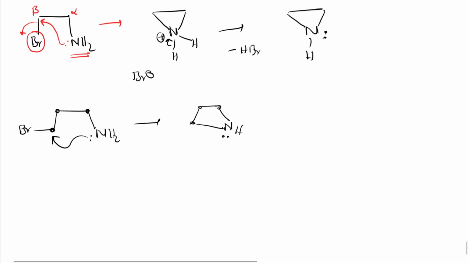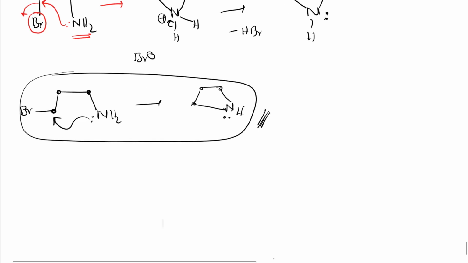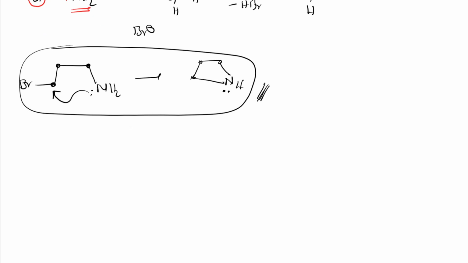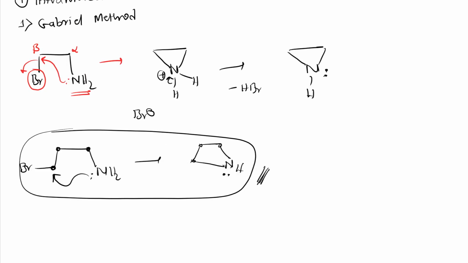So this is how we synthesize 4-membered rings, but now we are interested in 3-membered rings. So now let us concentrate only on 3-membered. What I have to take, I have to take beta-bromo ethyl amine, because only with beta will we get a 3-membered ring.